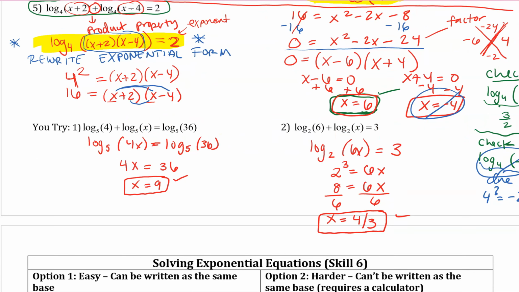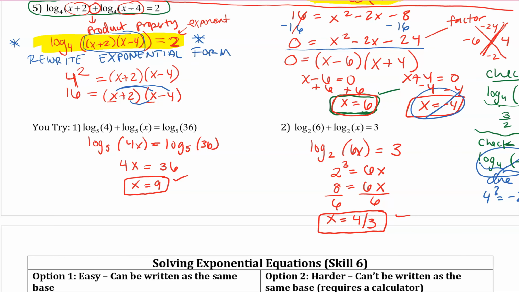Okay, for number 1, you should get 9 for your answer. You can combine these logs on the left here using the product property. So then the 4 and the x multiply together. Then once you get a single log on each side, you can drop the log expression and just set the inputs equal and solve. And then check this answer. But this answer is in the domain because it's positive.